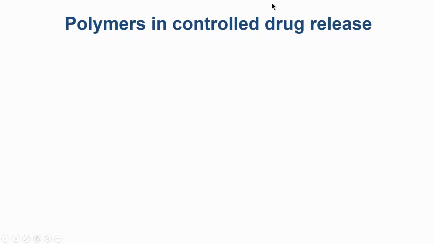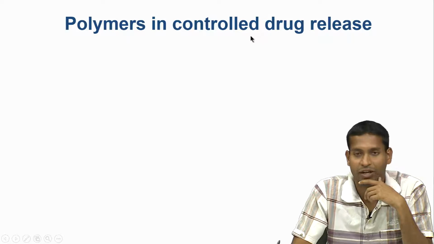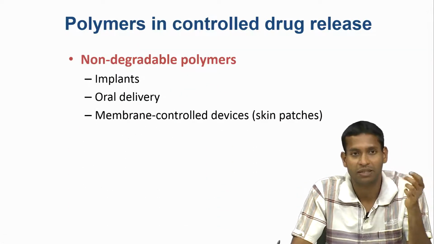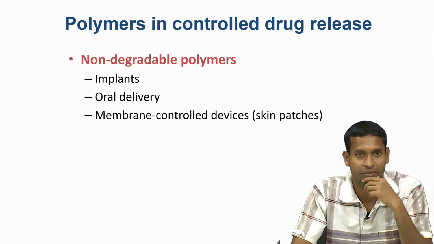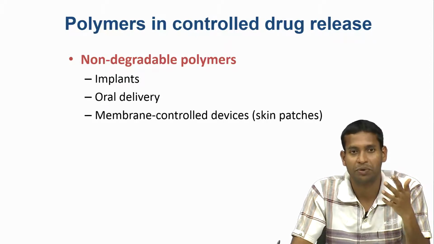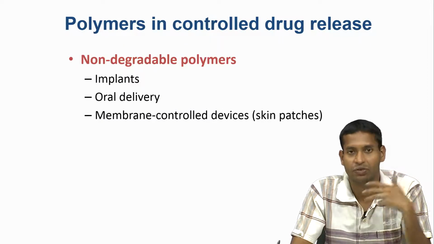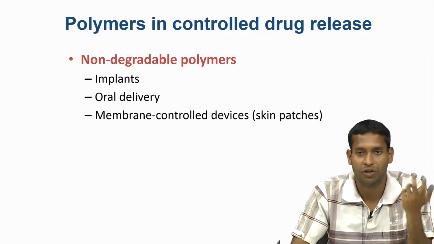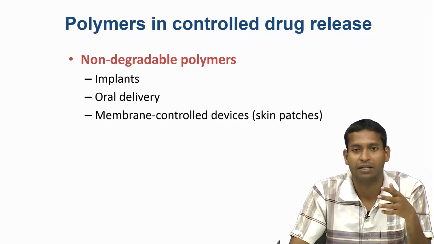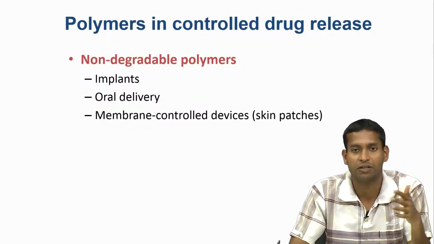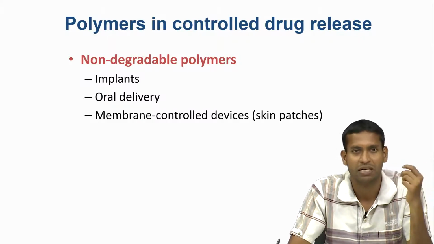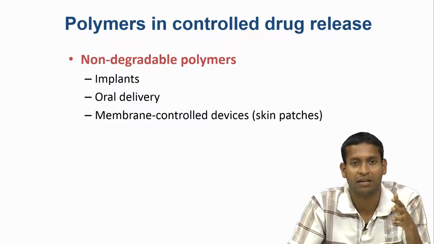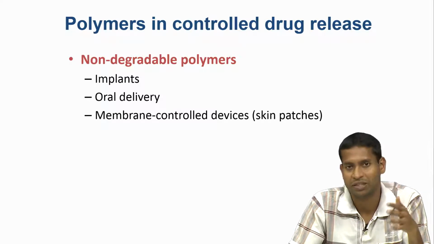Okay, so let us talk about polymers and controlled drug release. What are the different polymers that are used? Of course, there are non-degradable polymers such as implants and things you use for oral delivery, because you know that these things are going to get excreted out. There are membrane controlled devices such as skin patches. You can just put it on the skin, let the drug come out, and then once the time period is over or your disease is cured, you can just remove the patch. So these you don't really want to be degradable. They can stay wherever they are, and when you're done with them, you can just remove them.